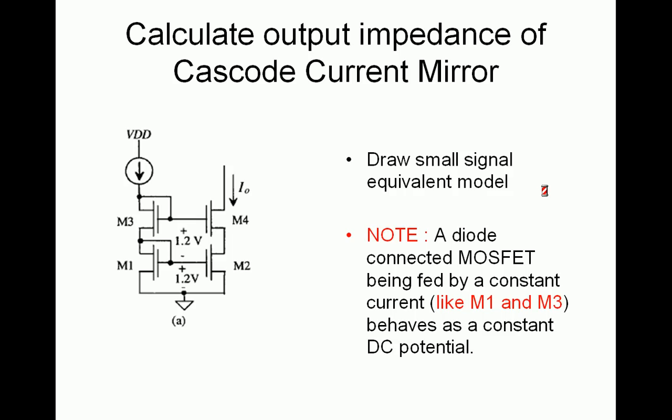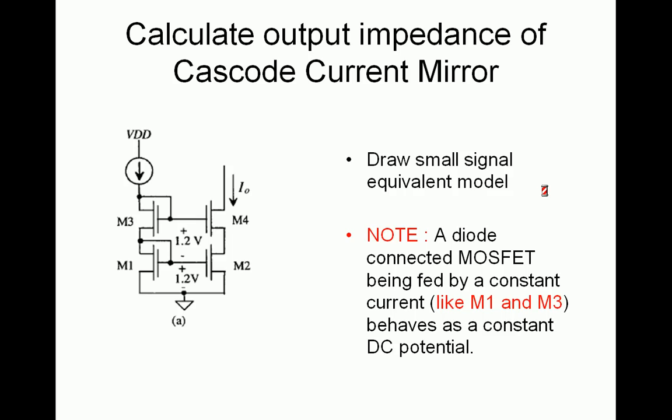First step is nothing but draw small signal model. Whenever we are drawing the small signal model, just take note of one important point. A diode connected MOSFET, being fed by a constant current, behaves as a constant DC potential. What is meant by this? A diode connected MOSFET, like M3 and M1, is being fed by a constant current. Is the I reference flowing through M1 and M3 constant or not? Yes, I reference is constant. So a constant current is flowing through a diode connected MOSFET, and that constant current makes a constant gate to source voltage at the input side. By that time, that will be treated as a constant voltage source. That is, simply it behaves as a DC potential.